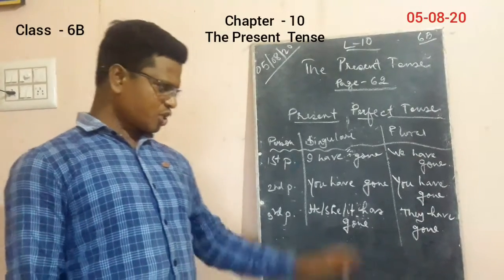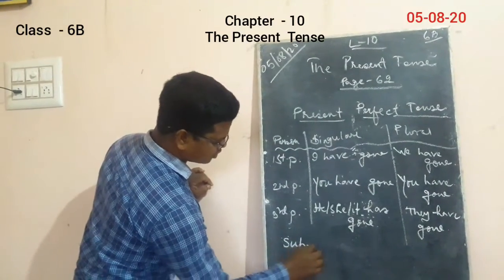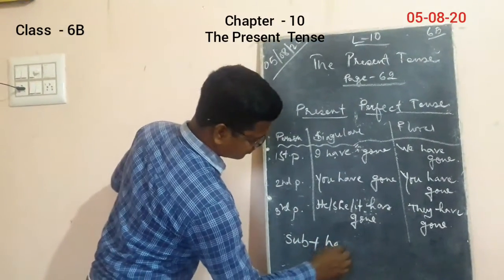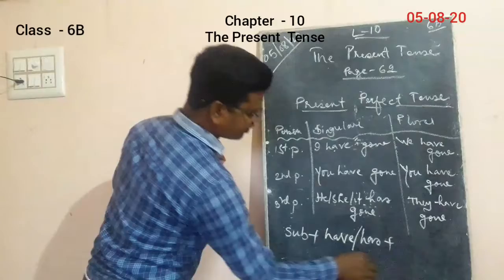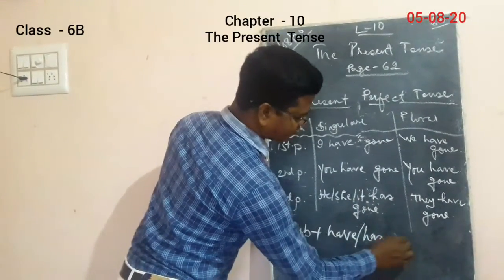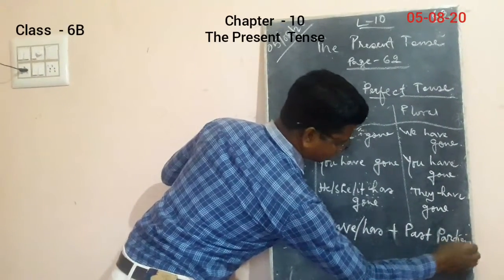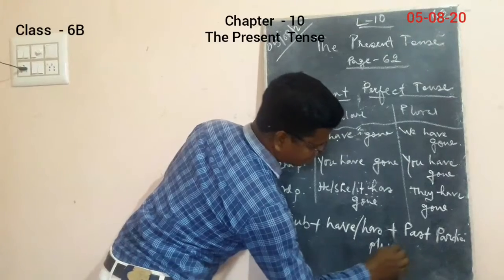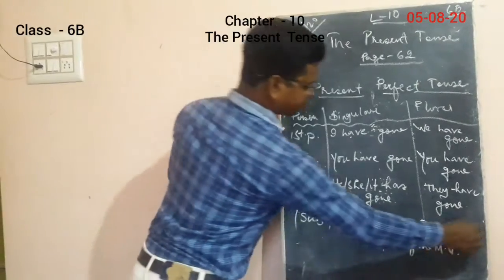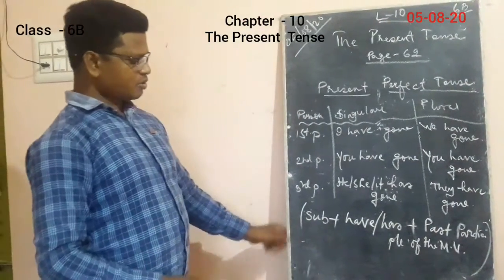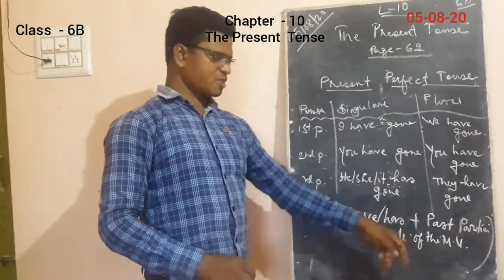And let us remember this chart, as I've already written here. First comes the subject, then we have have or has, and then we place the past participle of the main verb. So remember this one. For perfect tense, we must use the subject, plus have or has, then the past participle of the main verb.